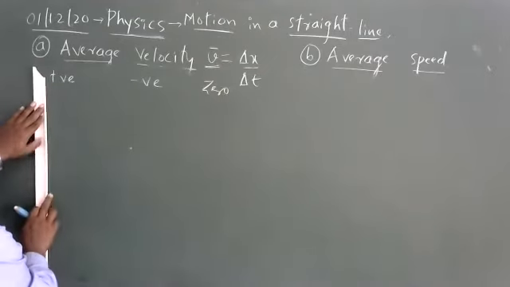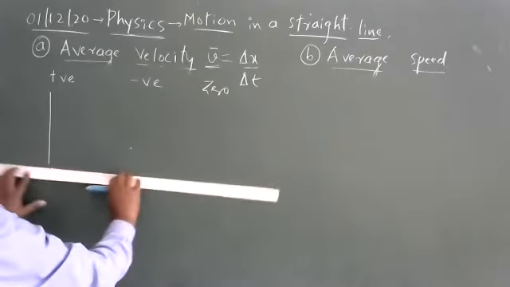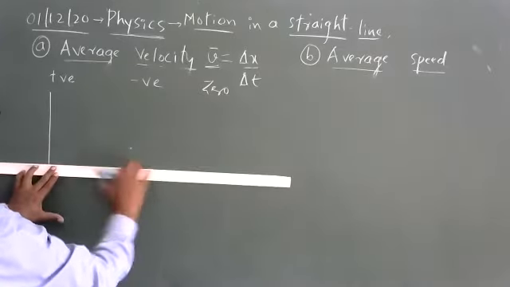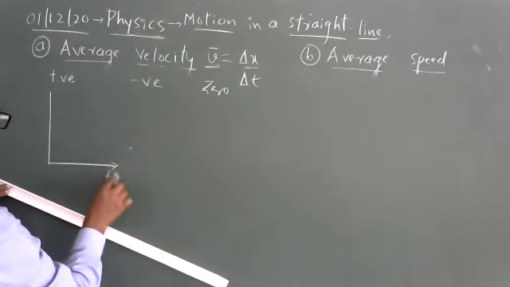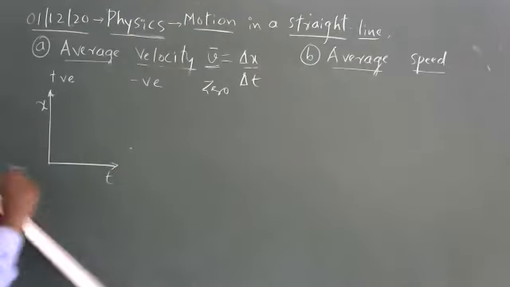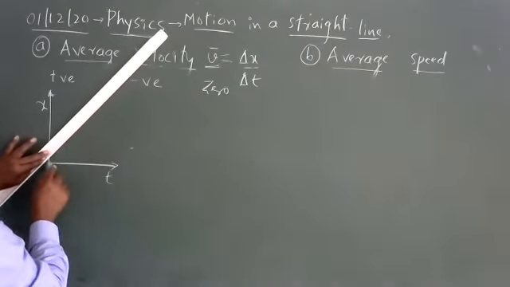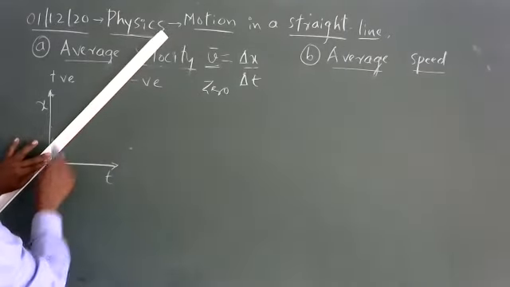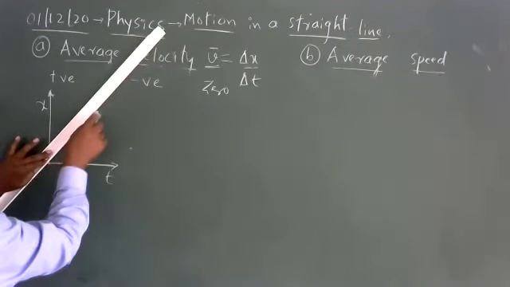Let me have the first graph. Average velocity positive. So when I have a time axis, I have an x coordinate. Then what is positive velocity? This is called positive velocity. As time and x-axis changes, you can have a small graph.